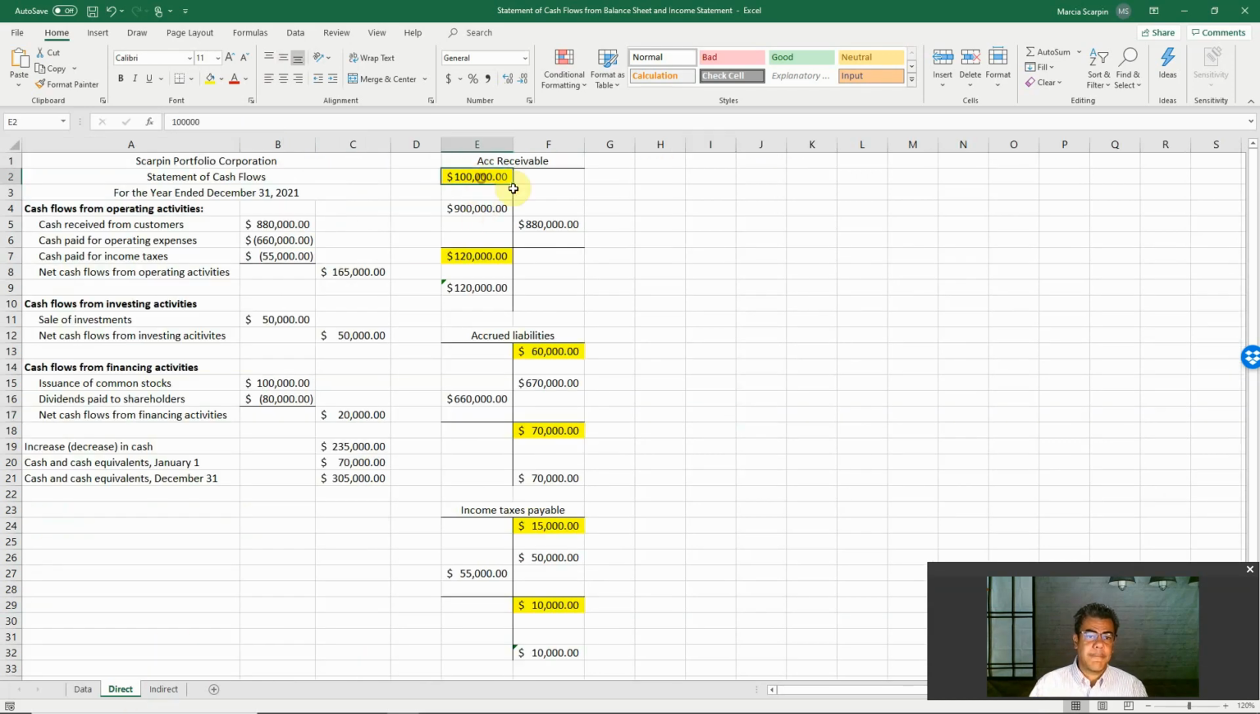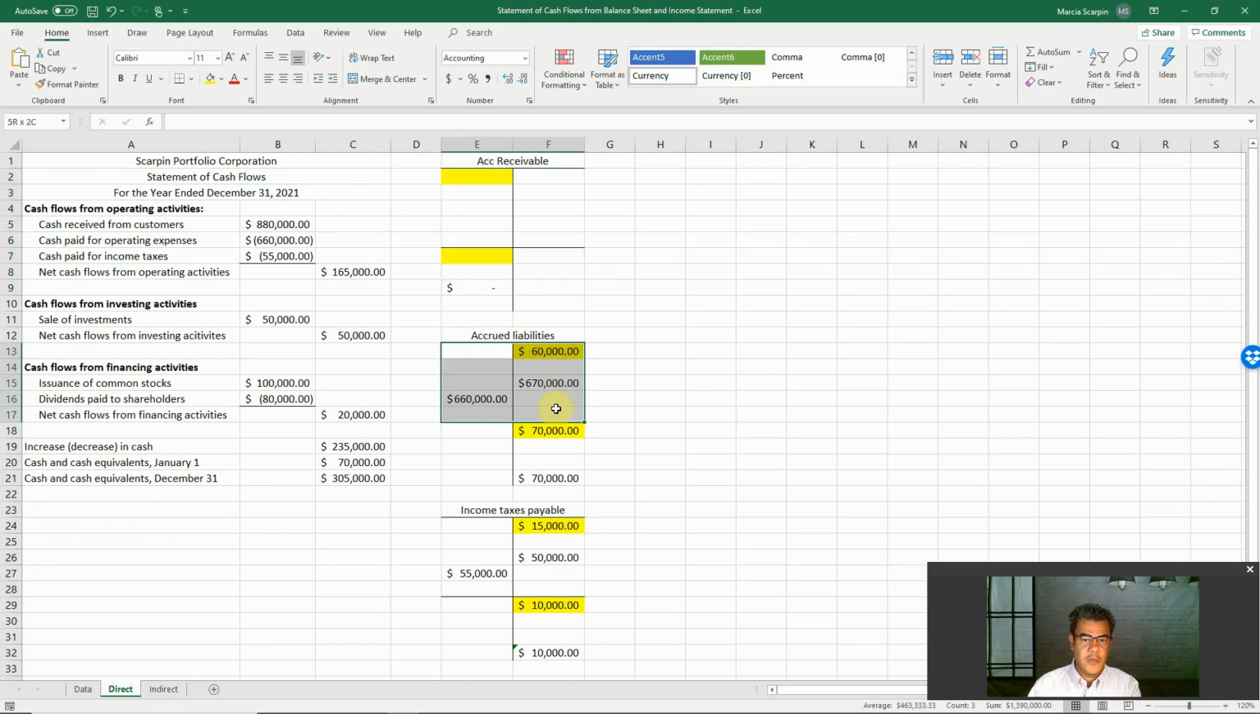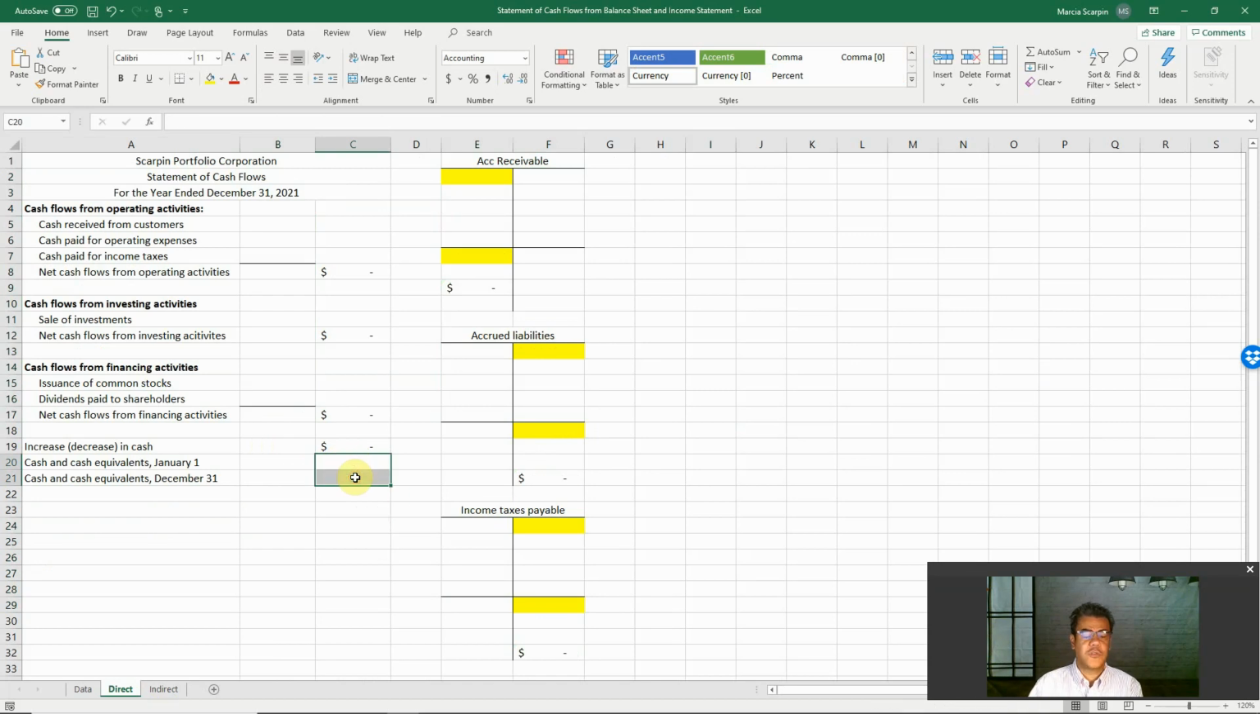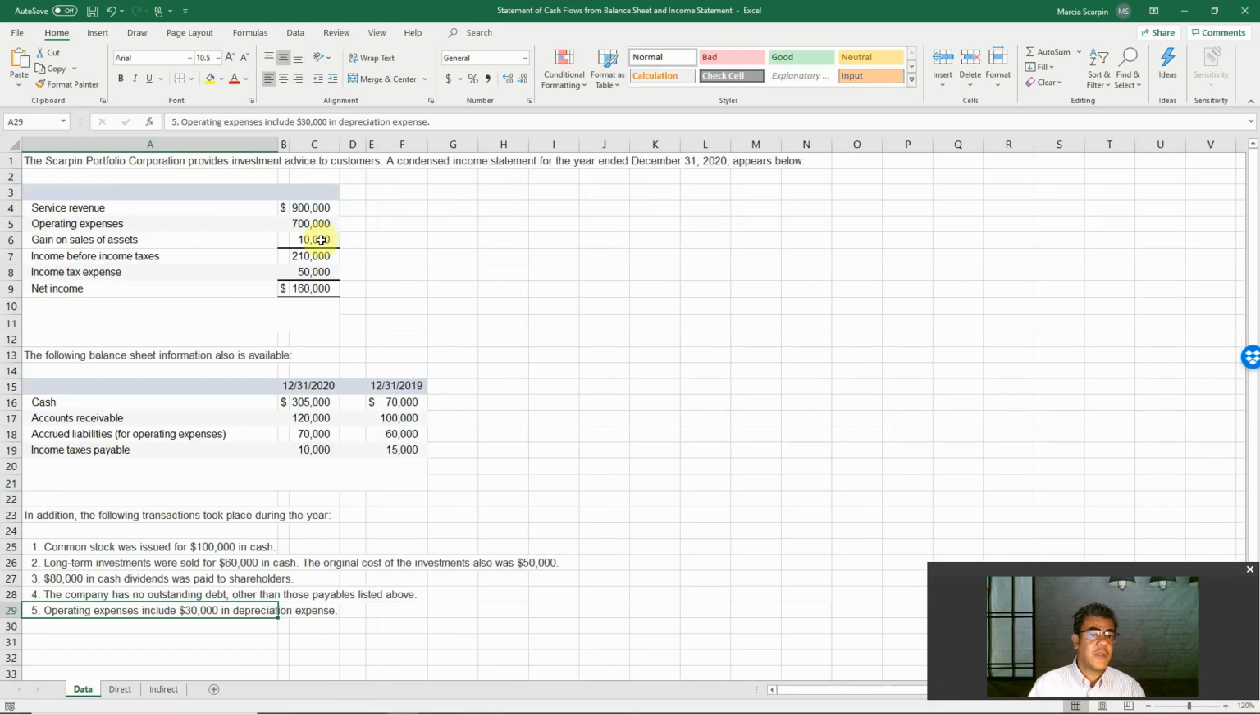Okay, direct method here. Let's delete this one here, and delete this one here. And let's delete all of these numbers here, and also these numbers here. Okay? So what do we have? Cash received from customers. We have here $900,000 as service revenue. However, we have no idea if it is received or not. However, we can combine it with accounts receivable and then we will have it.